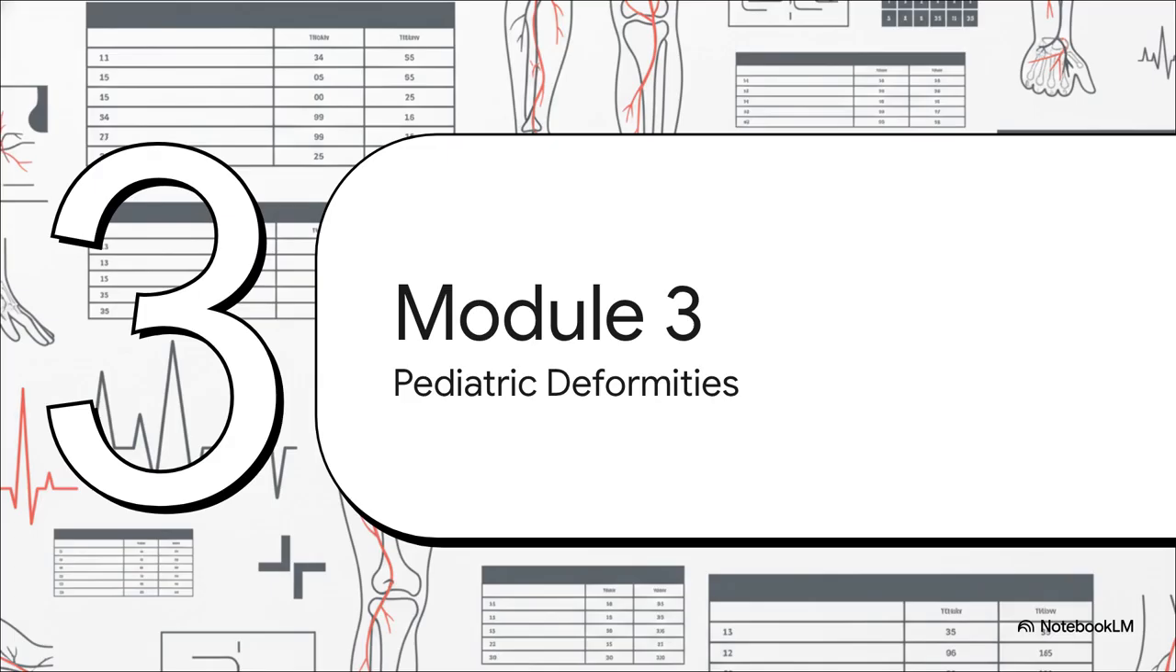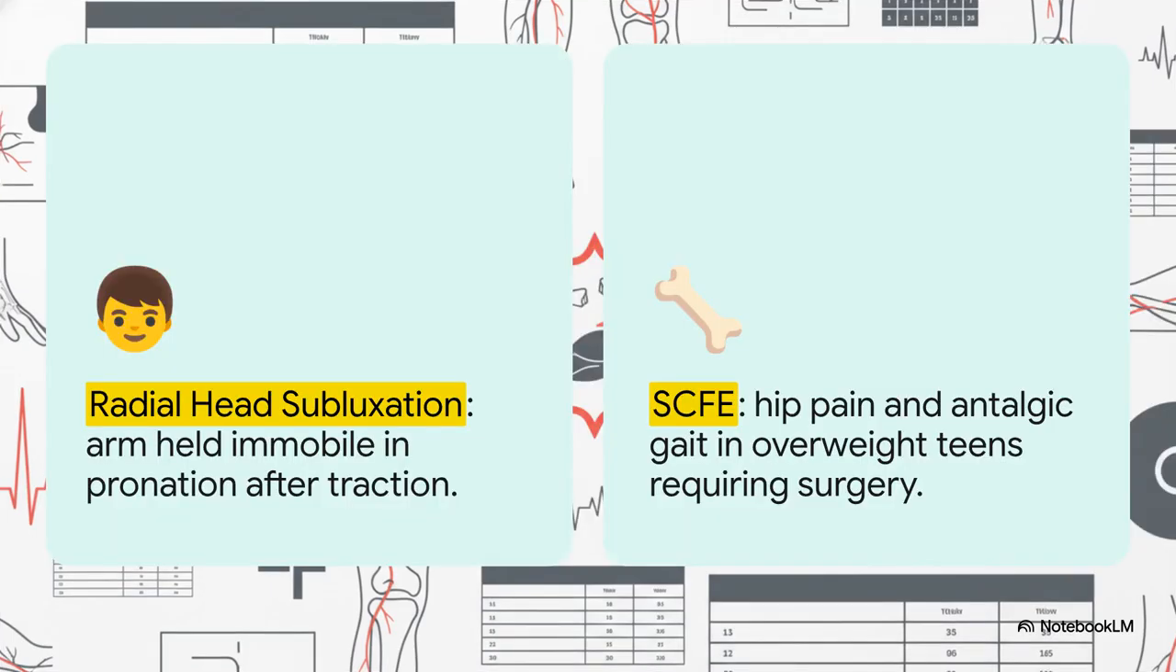Next up, Module 3, Pediatric Fracture Physics. Let's contrast these pediatric mechanical boundaries. On the left, we have radial head subluxation, commonly known as nursemaid's elbow. This happens after longitudinal traction, leaving the child's arm immobile in pronation. This is a completely benign traction injury.